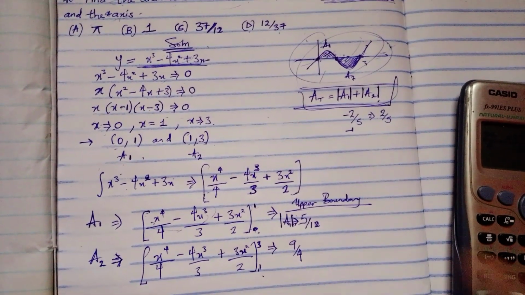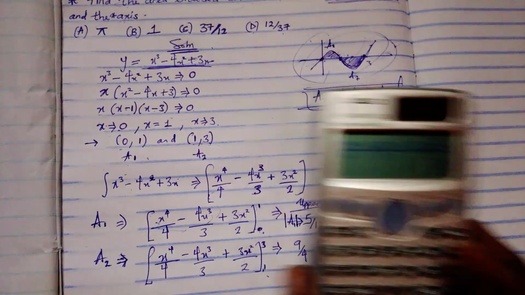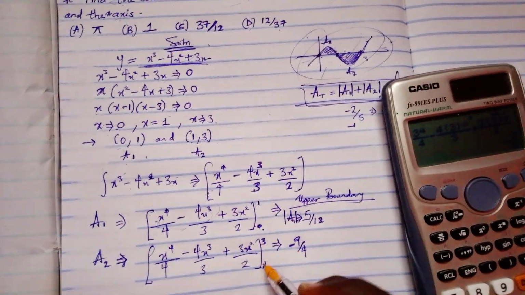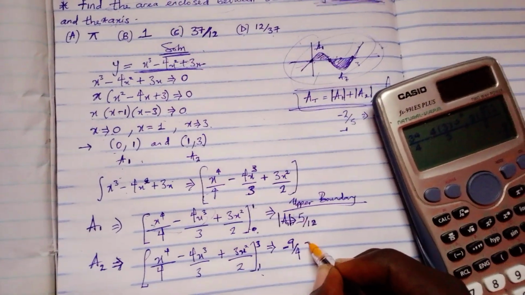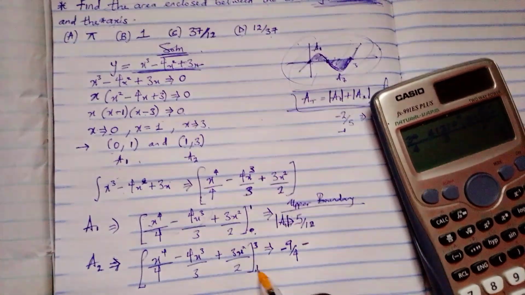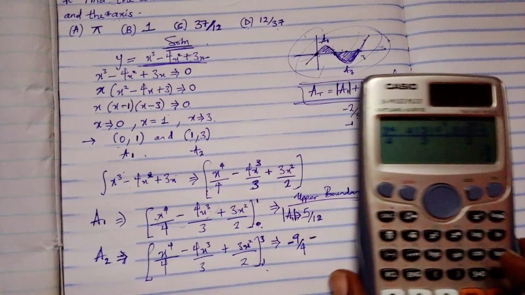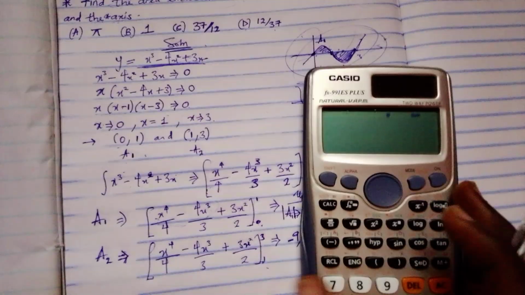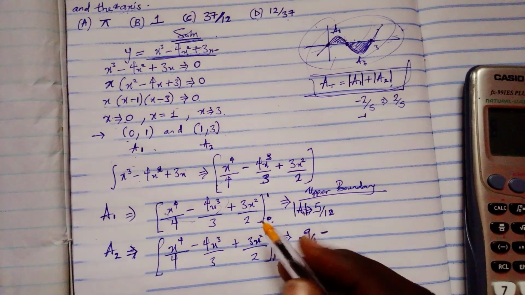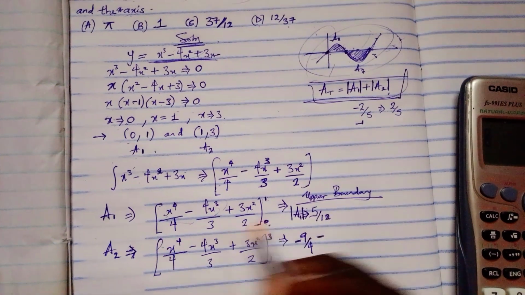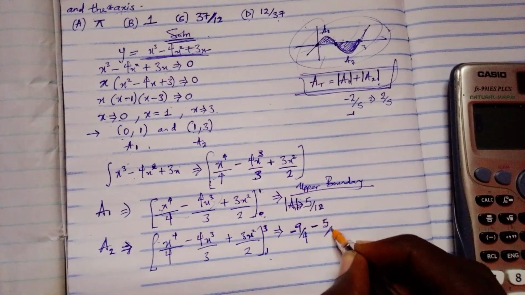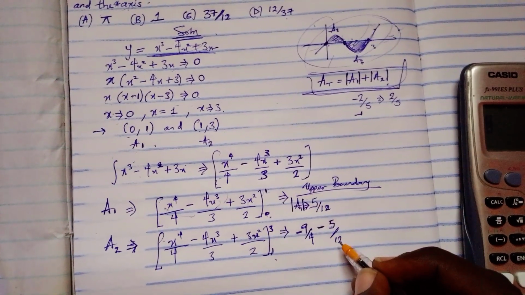So the answer here is minus 9/4. Now the next thing is to subtract. Let's look for the lower boundary. In place of x, we put 1. We've actually substituted 1 in place of x before, and we got our answer as 5/2. So if we punch it again, it will still be 5/2, not to waste time.